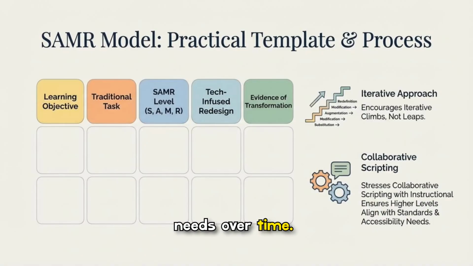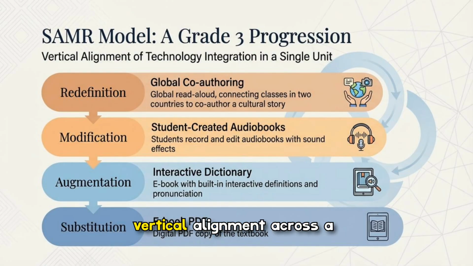A Grade 3 progression shows vertical alignment across a single unit, moving from substitution to redefinition, starting with an ebook PDF, adding an interactive dictionary for augmentation, creating student-recorded audiobooks as modification, and culminating in global co-authoring for redefinition. This sequence demonstrates how complexity and impact can grow across lessons in the same unit.